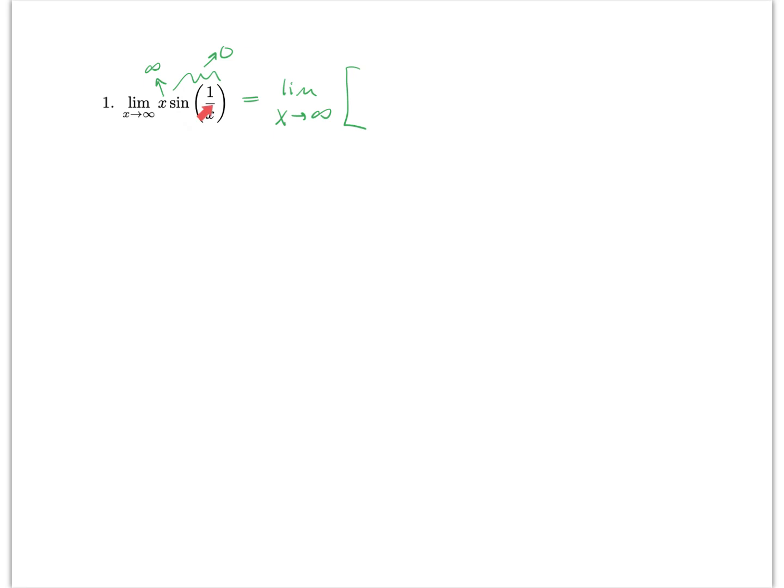So sine of 1 over x is going to stay. But then instead of multiplying by x, I'm going to divide by its reciprocal. And now when I try to plug in infinity, sine of 1 over x goes to 0, and 1 over x also goes to 0. So I can now apply L'Hopital's rule because I have an indeterminate form of 0 over 0.